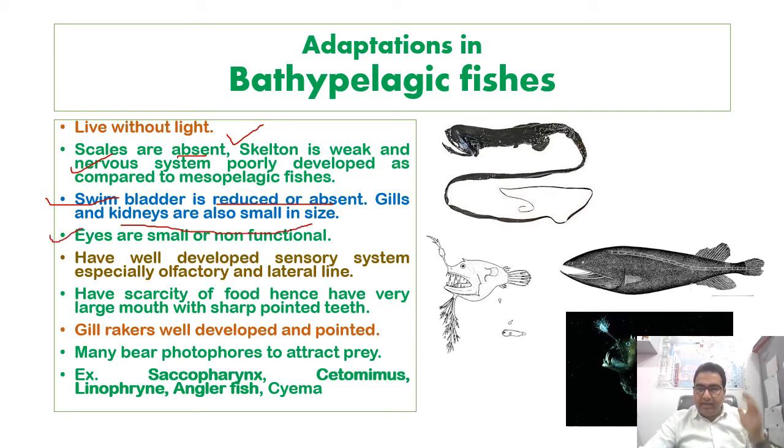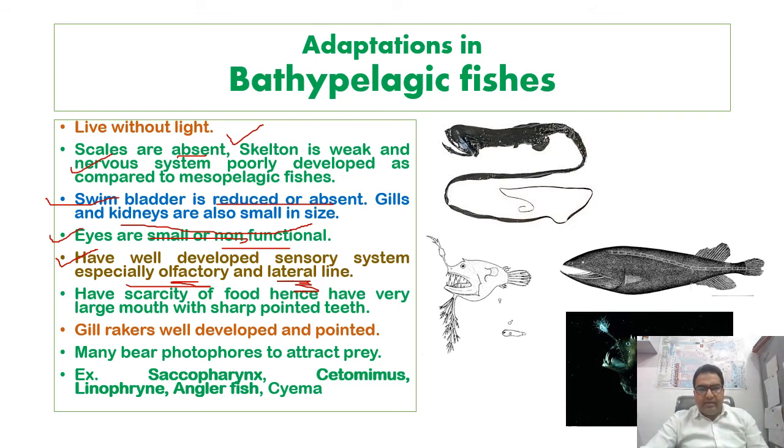In the earlier case, the eyes are well developed, or they may be bigger in size to compensate for the dim light. But in this case, the eyes are very small or non-functional. But these fishes have a well developed sensory system, either in the form of the olfactory system or the lateral line system. So the eyes are compensated by the sensory system.